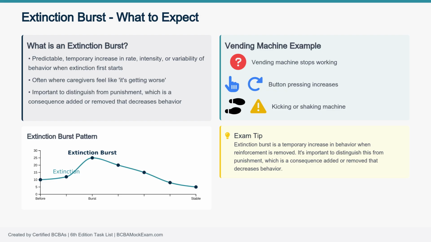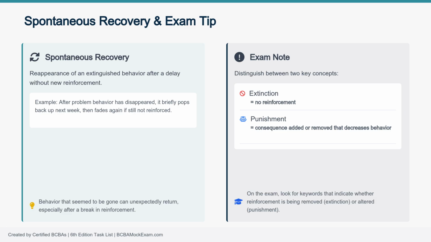The key exam distinction is that an extinction burst is still part of an extinction procedure. The reinforcer is not delivered, and it should be contrasted with punishment, where a specific consequence is added or removed to reduce behavior. After a behavior has decreased substantially under extinction, it can unexpectedly reappear following a break in the contingency, and that's what we call spontaneous recovery. The slide's example, problem behavior that has vanished during treatment but pops back up briefly next week before fading again if still not reinforced, is almost exactly how it shows up in vignettes.